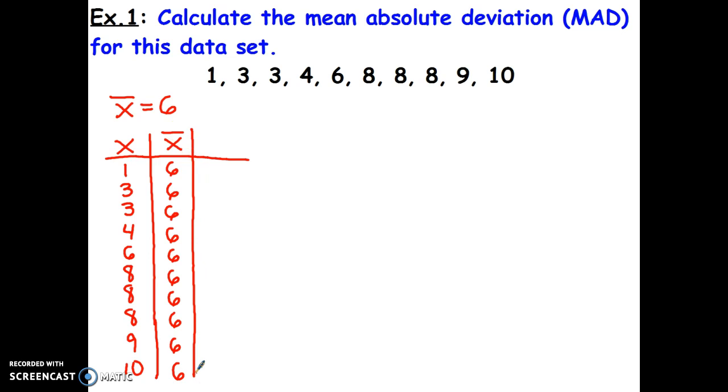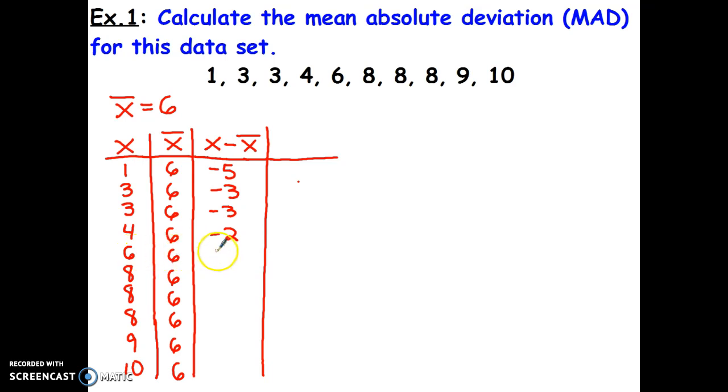Next, you're going to find the difference of the X and the X bar. So this is going to be X minus X bar. So we're going to be subtracting the mean from each of these data points. So 1 minus 6 is -5. 3 minus 6 is -3. 4 minus 6 is -2. 6 minus 6 is 0. 8 minus 6 is 2. 9 minus 6 is 3, and 10 minus 6 is 4.